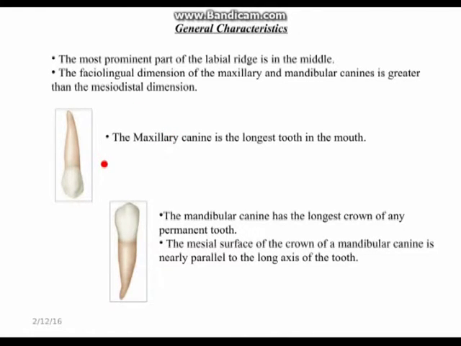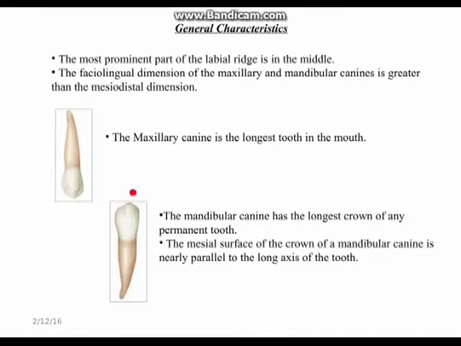Here's an interesting fact. The maxillary canine is the longest tooth in the mouth. So what I mean when I say it's the longest tooth in the mouth, it means the crown plus the root all together makes it the longest tooth in the mouth. So hence it's going to be harder to extract. It's going to have a really long root canal if a root canal was going to be done.